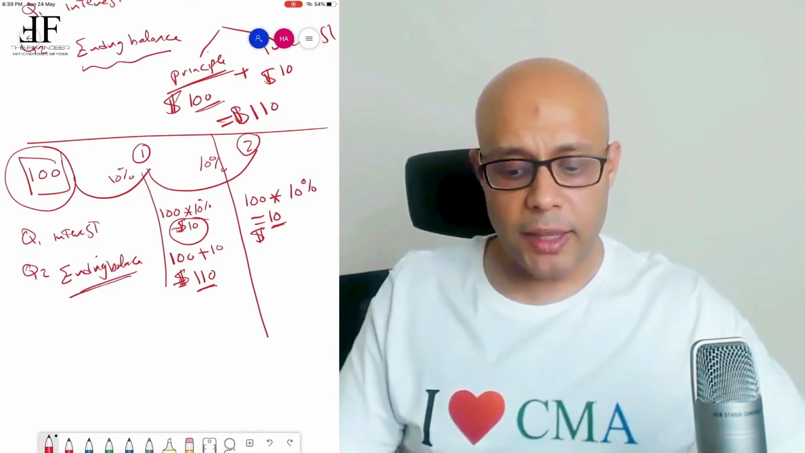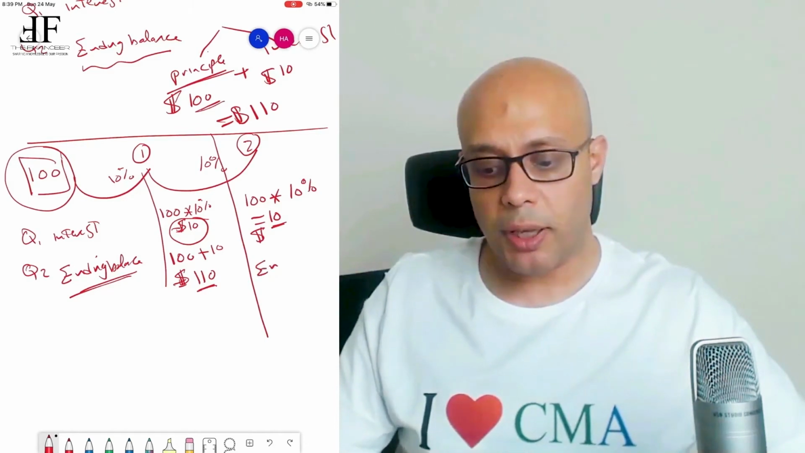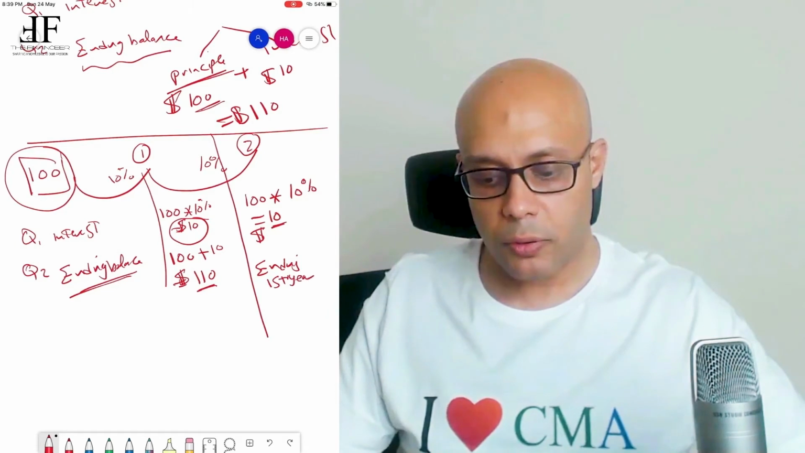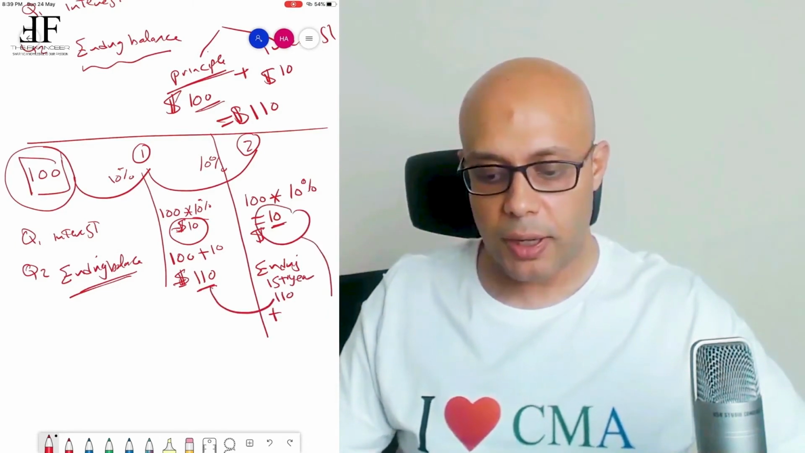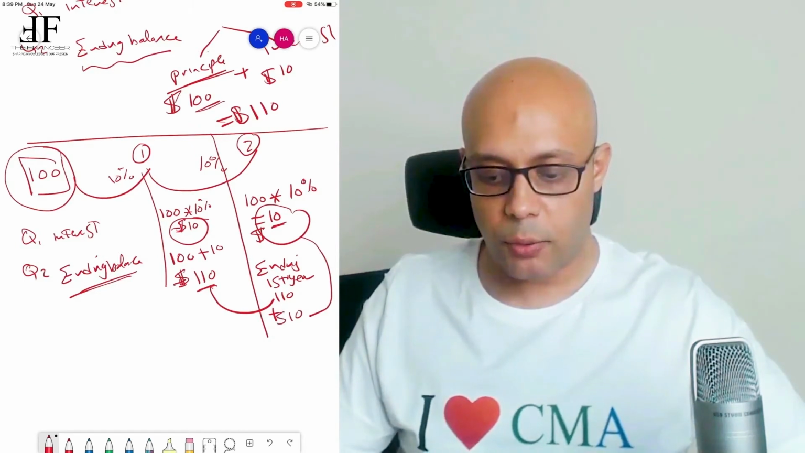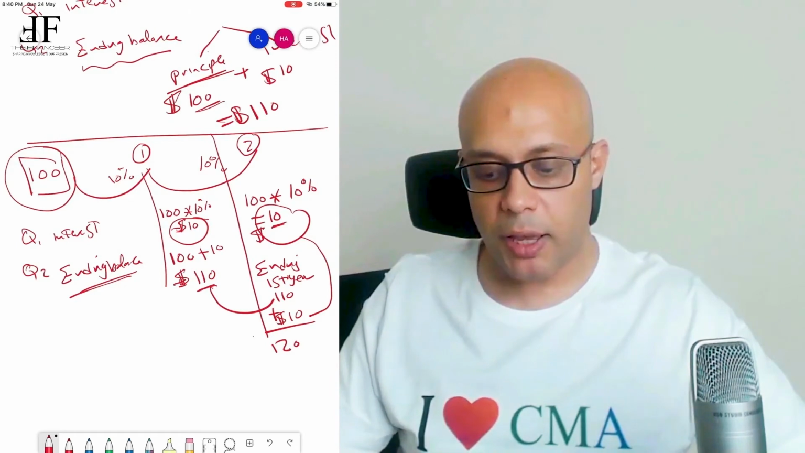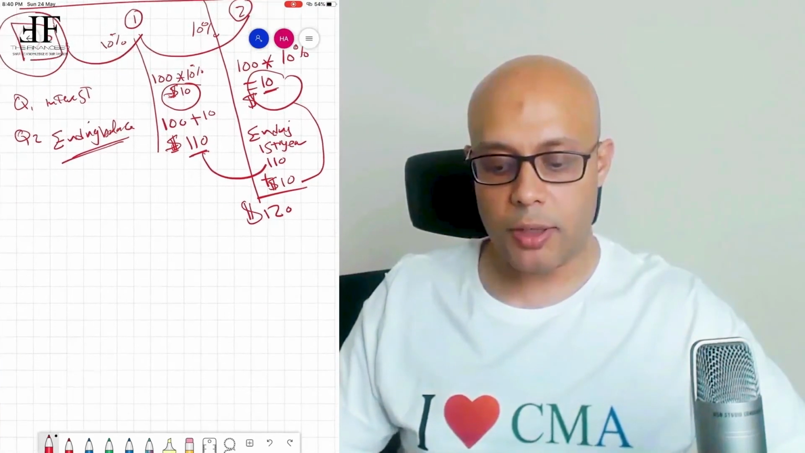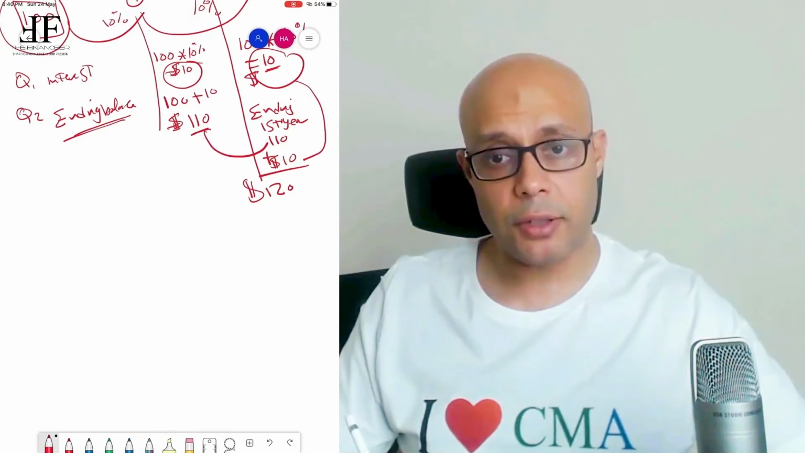Okay, when it comes to the ending balance at the end of the second year, it will be the ending of the first year, which is $110, plus the interest of the second year, which is $10. So the final ending balance will be $120. This will be the ending balance in your account at the end of the second year.